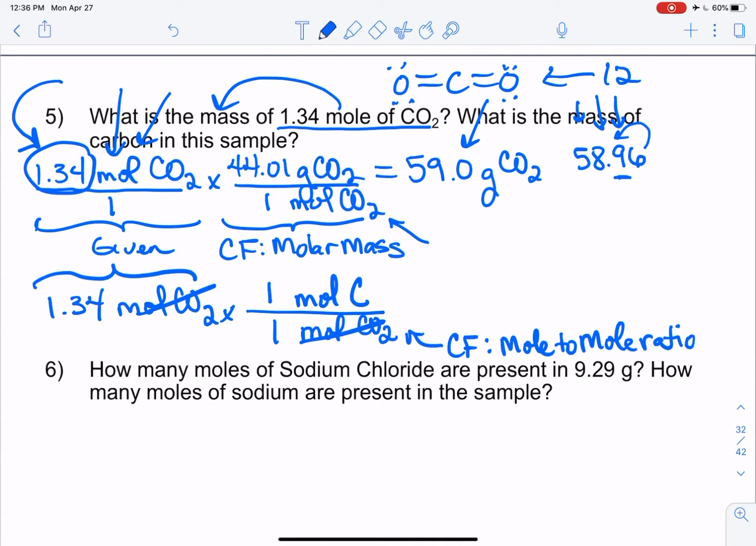So we're in moles of carbon, but that's not where we want to be. We want the mass of the carbon. Now, when we're in moles and we need to get to mass, we know what conversion factor we're going to need to use. We're going to need to use a molar mass.